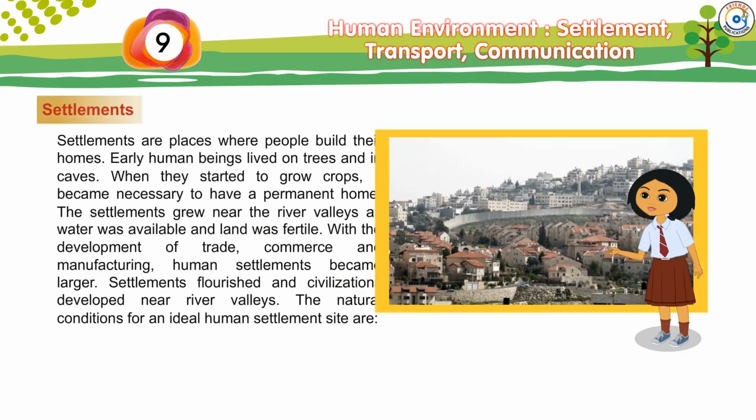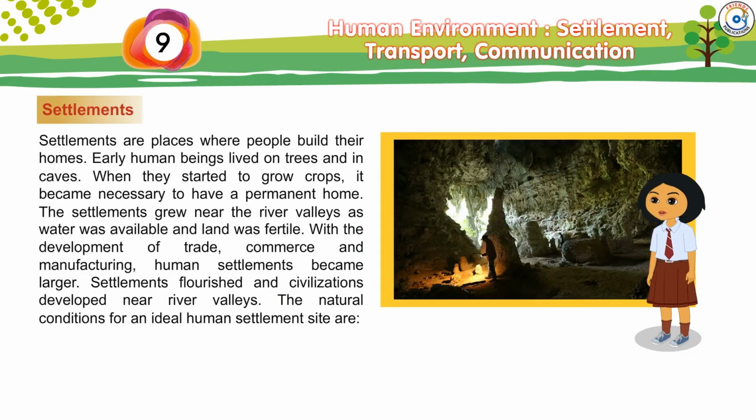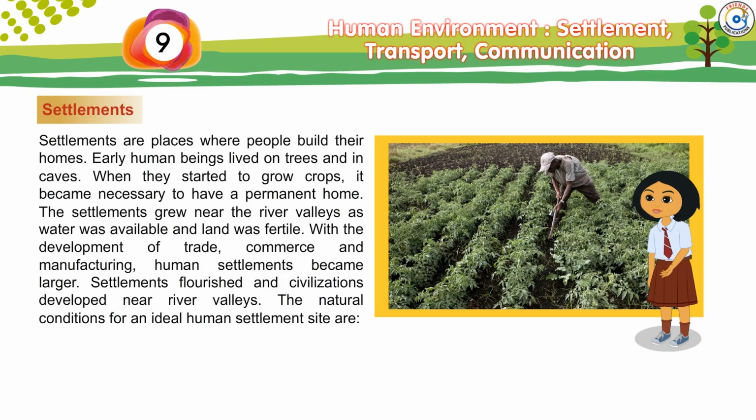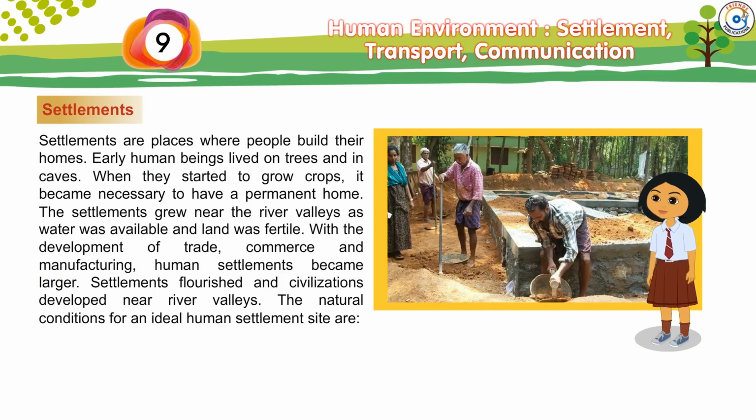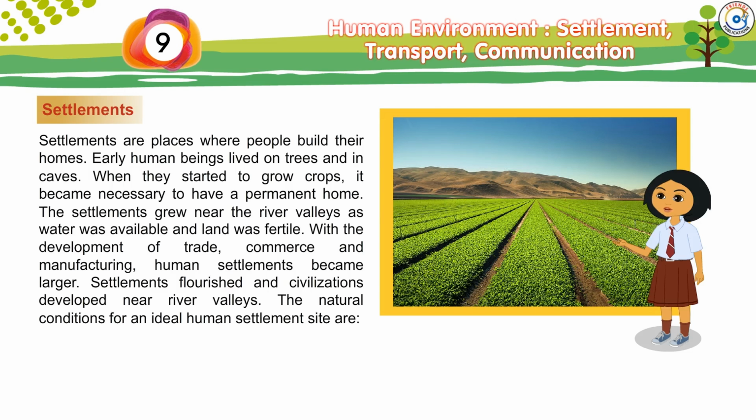Settlements. Settlements are places where people build their homes. Early human beings lived on trees and in caves. When they started to grow crops, it became necessary to have a permanent home. The settlements grew near the river valleys as water was available and land was fertile.